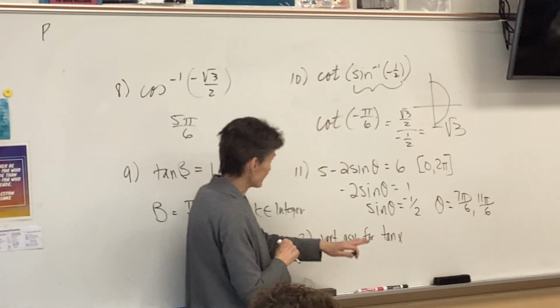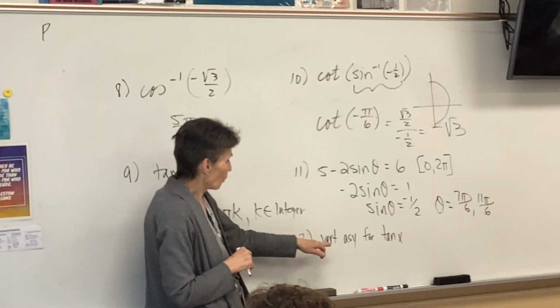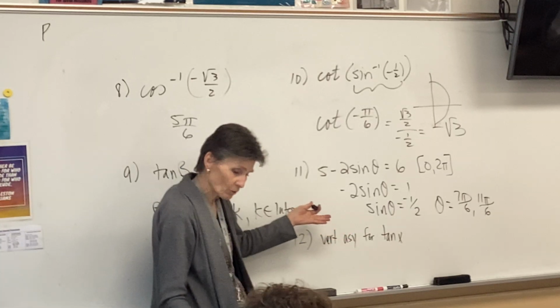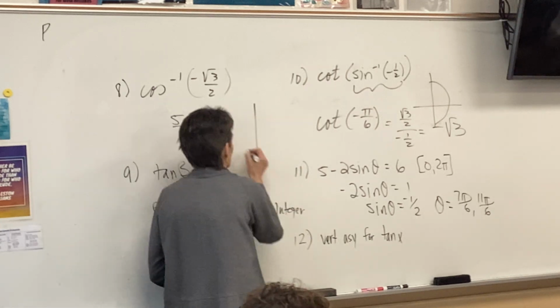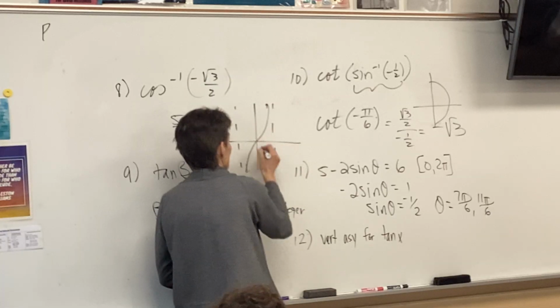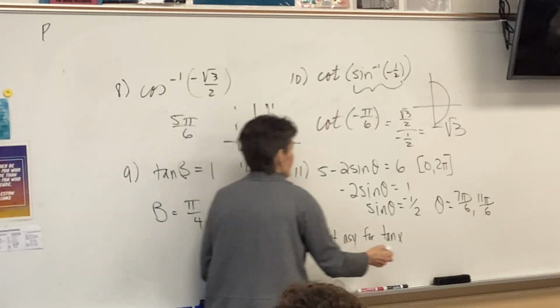And then that brings us to the last one that we have time to do here. Where is the first vertical asymptote to the right of the origin? Here's the origin. Where's this asymptote? Pi over 2.